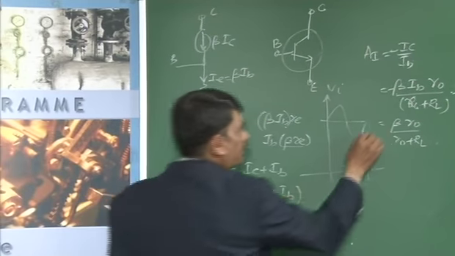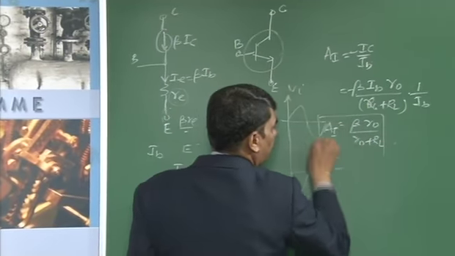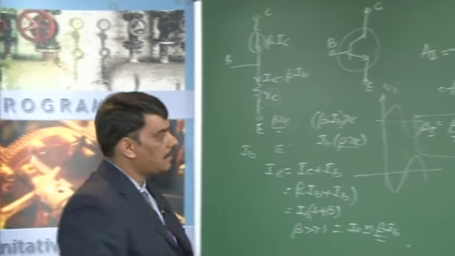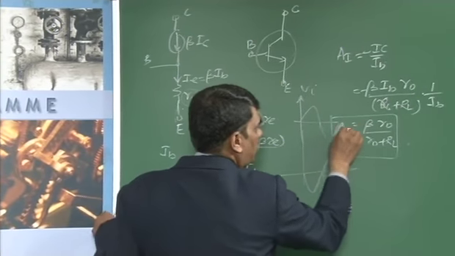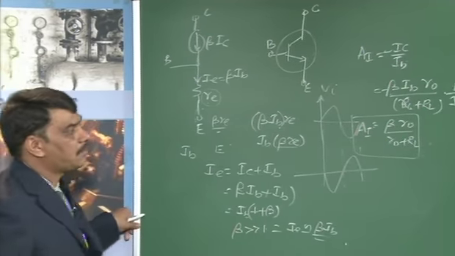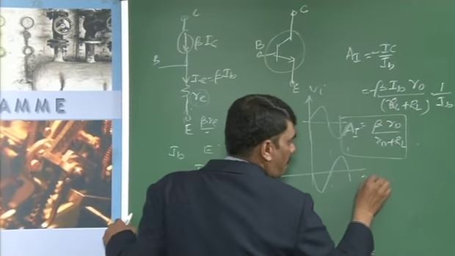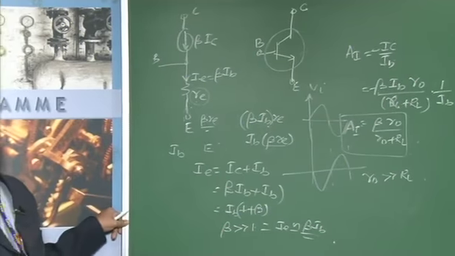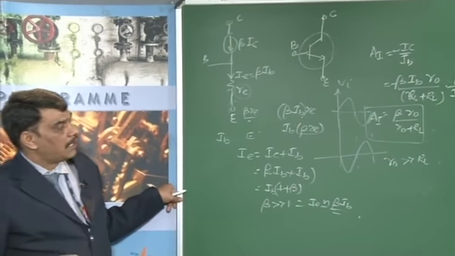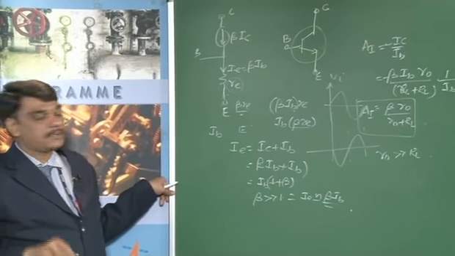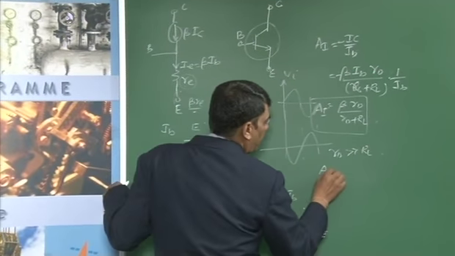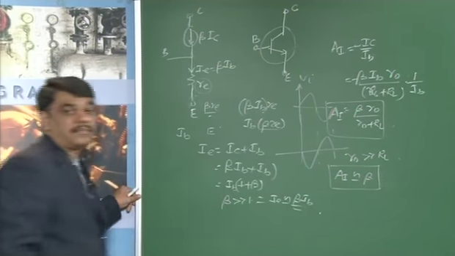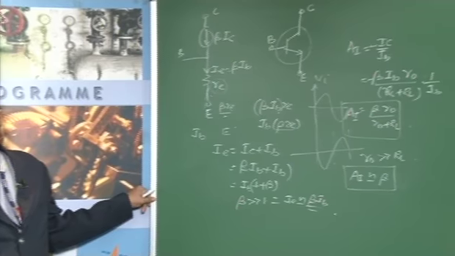This is the exact analysis of the current gain of a common emitter configuration. For a common emitter configuration, the current gain is given by beta R naught divided by R naught plus RL. If R naught is much greater than RL, where R naught is normally about 80 kilo ohms and RL is as low as possible, then under this condition AI is approximately equal to the transistor current gain, that is IC by IB, which is equal to beta only.